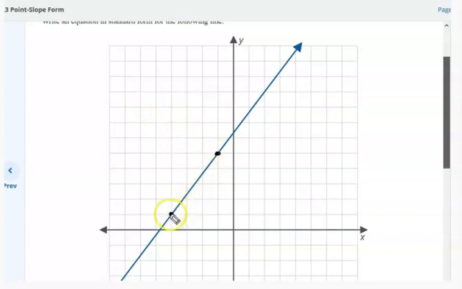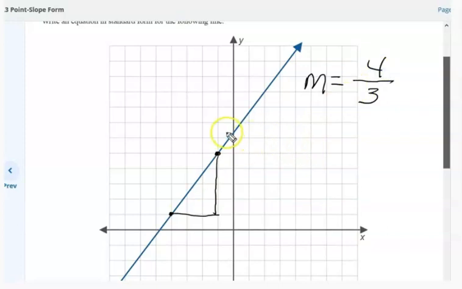Or just by triangulation, we could figure out our slope. And we'll do it that way. M is what? Our run is 1, 2, 3. And our rise is 1, 2, 3, 4. So there's our slope.